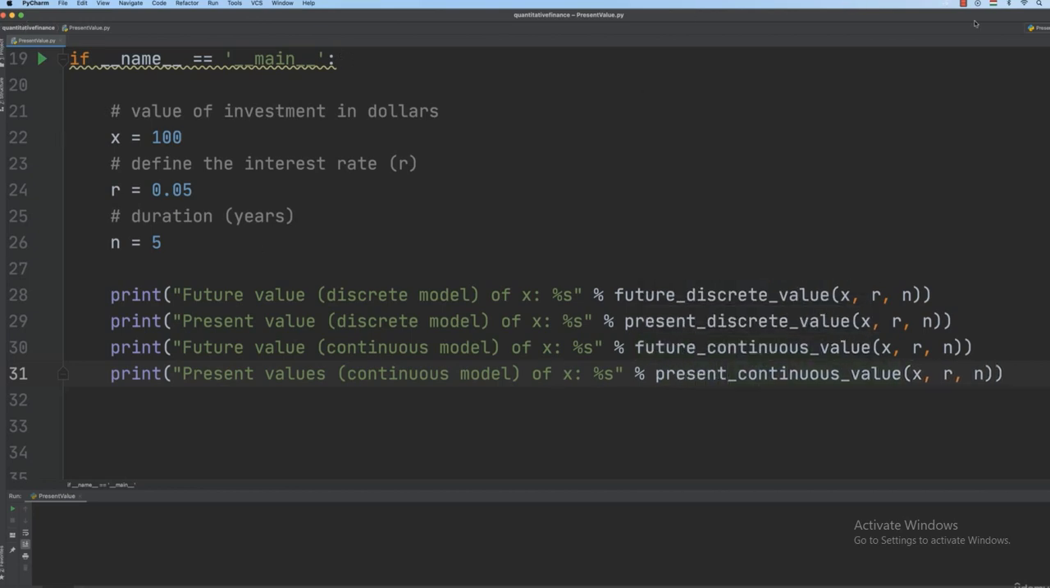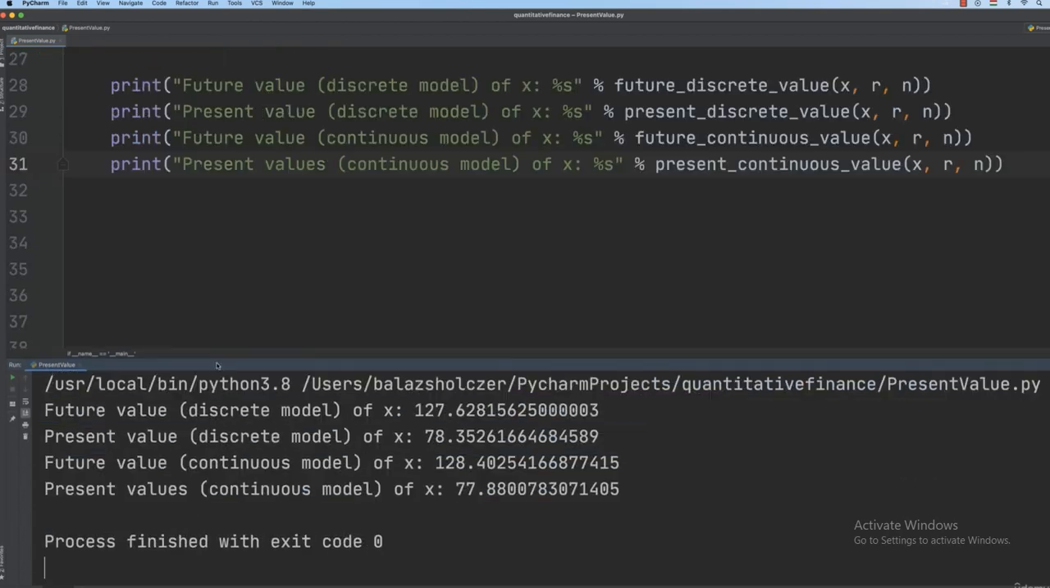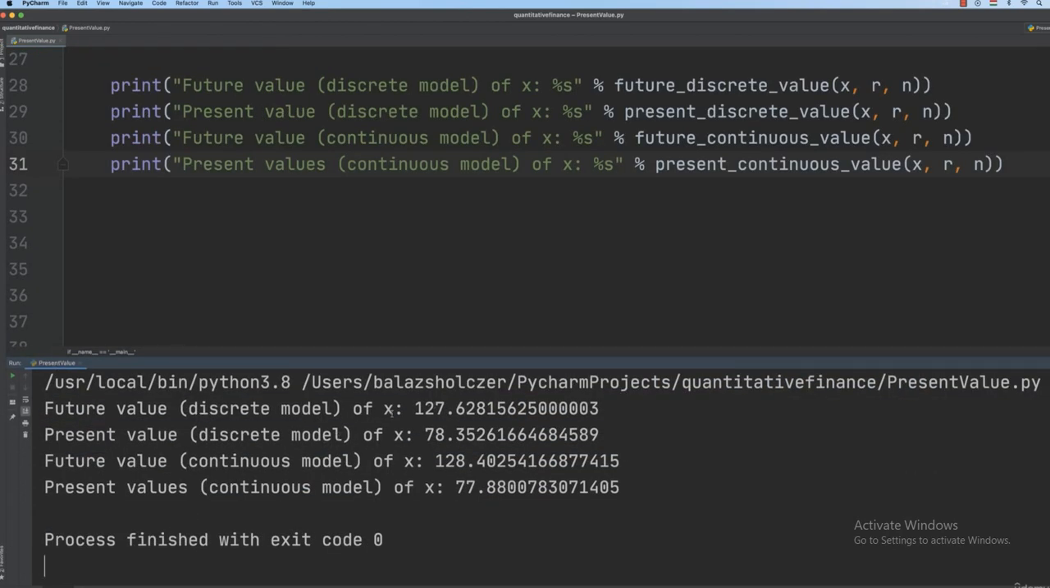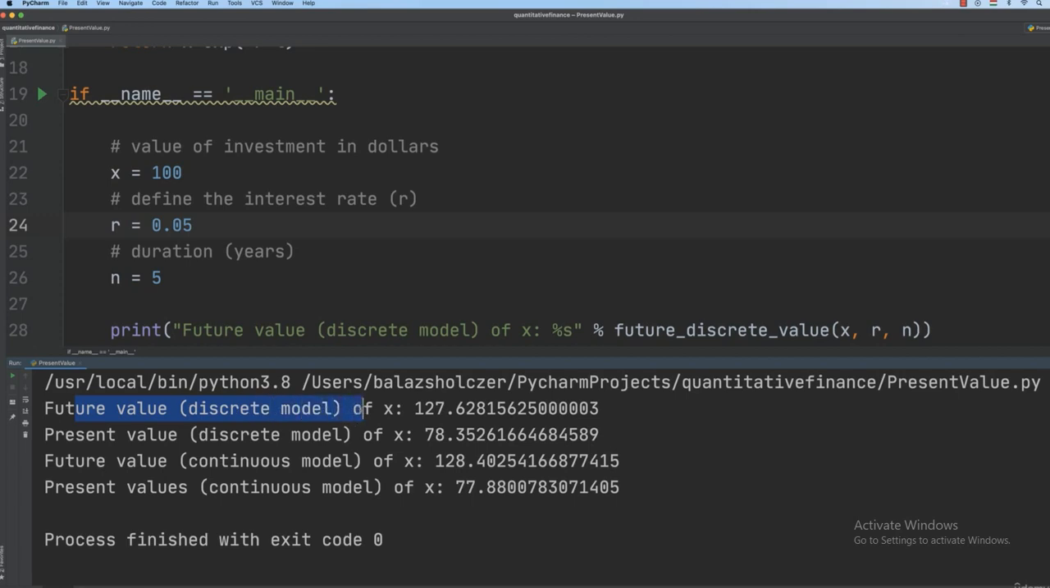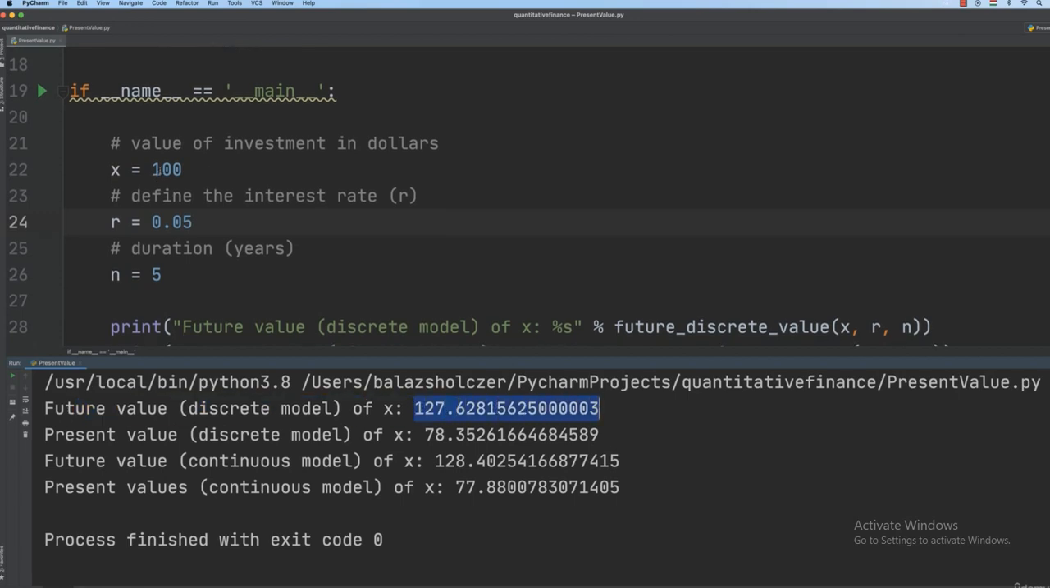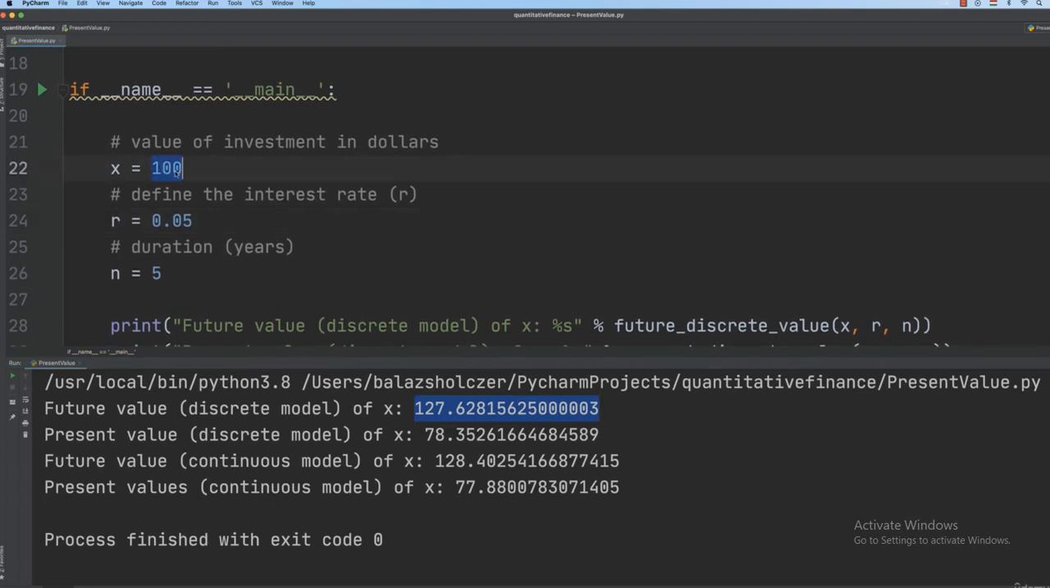So if we save and run the application, what's going to be the result? The future value with the help of the discrete model is $127. What does it mean? That if we have $100 today, then it is going to be worth approximately $127 in 5 years if the interest rate is 5%. And as you can see, it is approximately the same with the help of the continuous model.